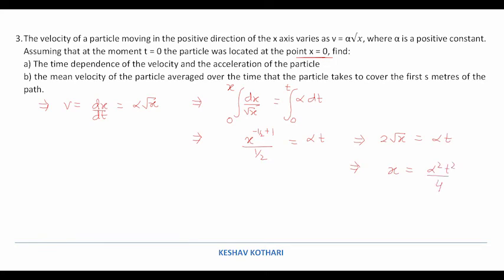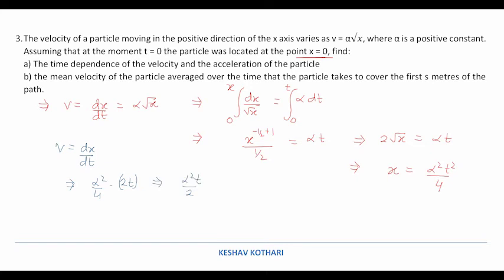So this is the time dependence equation for displacement, which we have alpha square t square by 4. Now from here I can write v equals dx by dt. So if I differentiate the equation of displacement as a function of time, we get alpha square by 4 and t square can be written as 2t. So we obtain this equation to be alpha square t by 2.